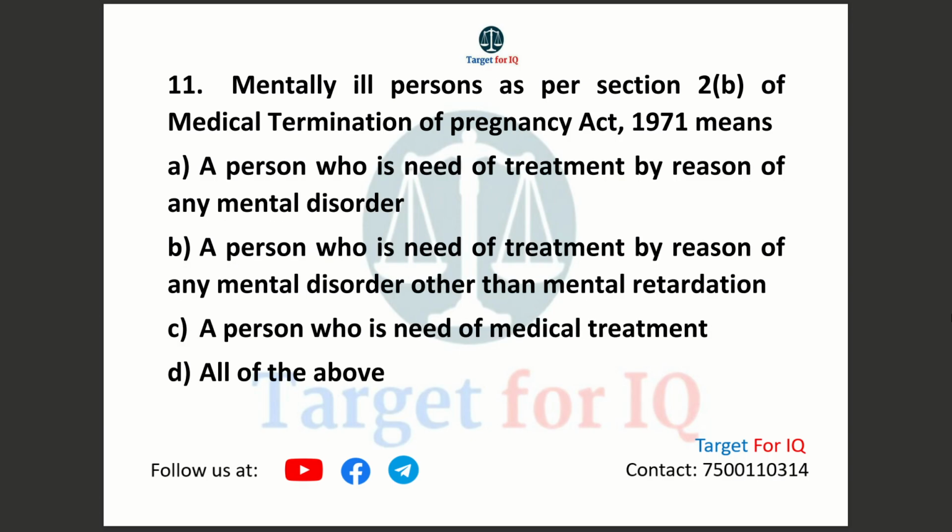Question 11. Mentally ill person as per Section 2B of Medical Termination of Pregnancy Act 1971 means option A, a person who is in need of treatment by reason of any mental disorder. Option B, a person who is in need of treatment by reason of any mental disorder other than mental retardation. Option C, a person who is in need of medical treatment. Option D, all of the above. The correct answer to question number 11 is option B, a person who is in need of treatment by reason of any mental disorder other than mental retardation.